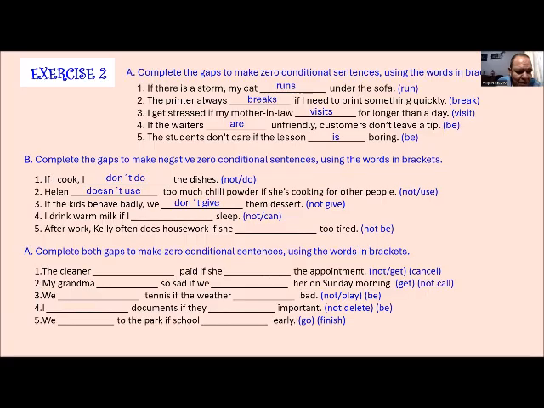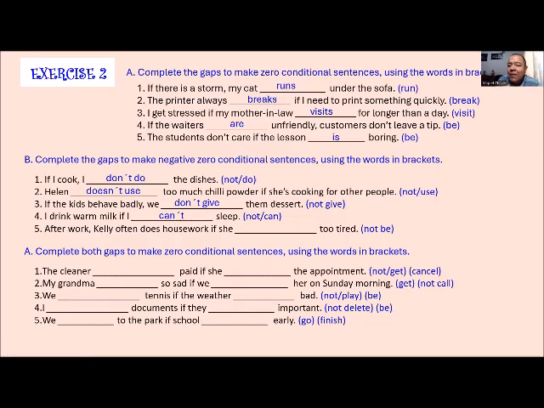Maria Fernanda, please, number 4. I drink warm milk if I can't sleep. Exactly. If I can't sleep. Remember that can is a modal verb, but it is in present. Then we need to form the negative using can. Can, can't, negative. Okay? I drink warm milk if I can't sleep. Okay, thank you so much, Maria Fernanda.